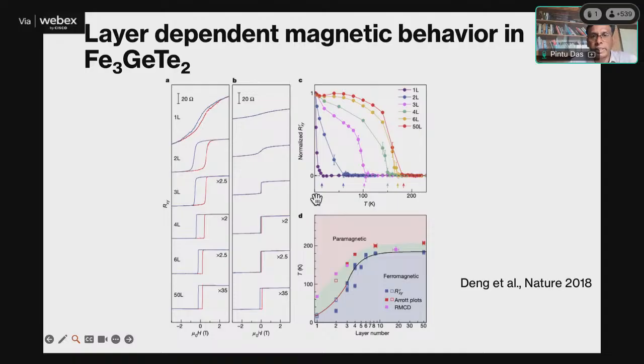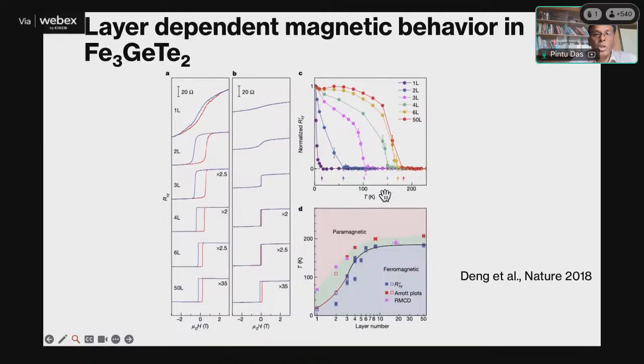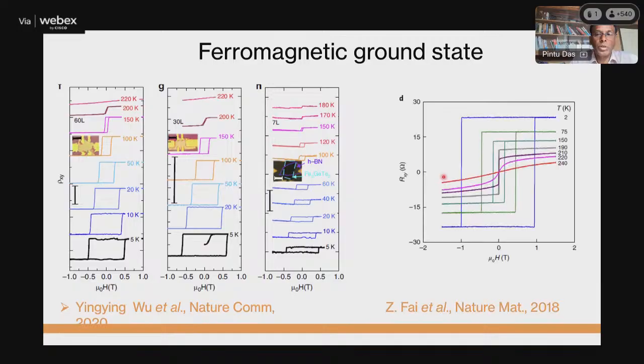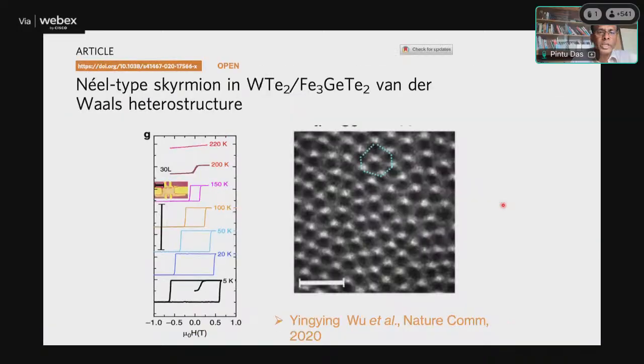I think I'll discuss that a little bit later in the next lecture. But if you consider that this is the magnetism, then you see that as a function of layer thickness, the transition temperature goes down as a function of the number of layers. So there are different groups who have reported these ferromagnetic hysteresis loops. I'll discuss that aspect a little more in the next lecture.